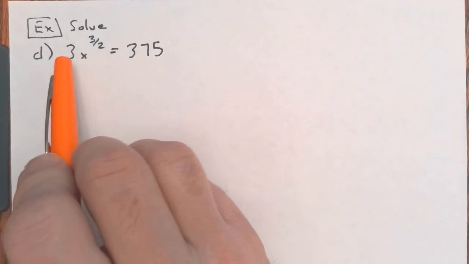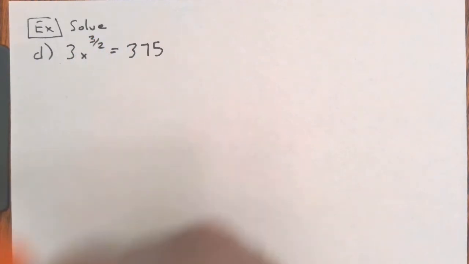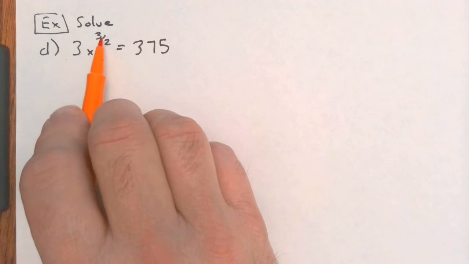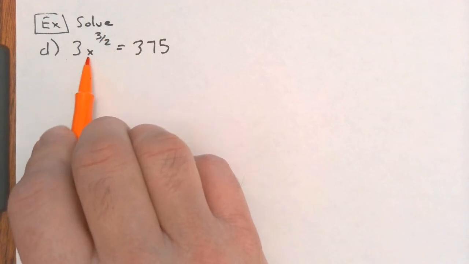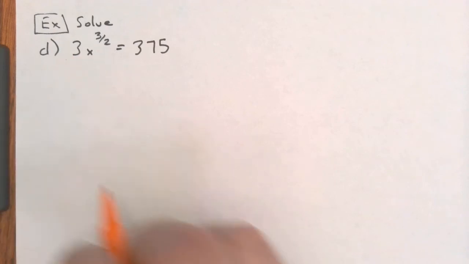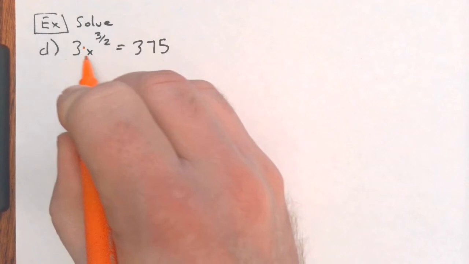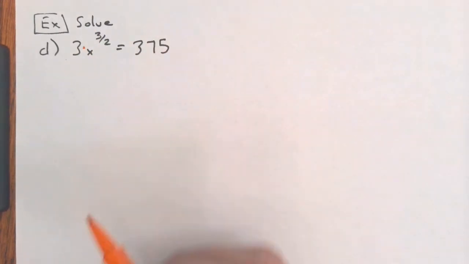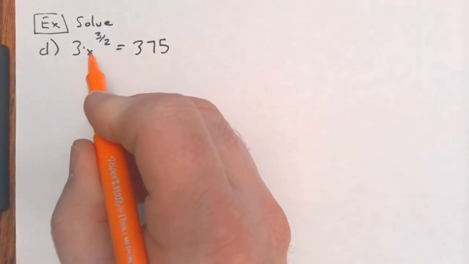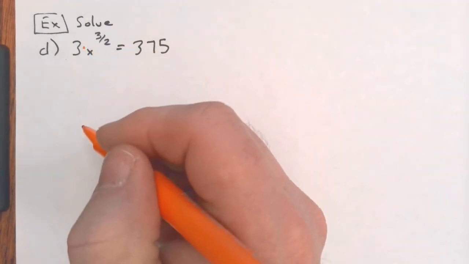So we have a 3x to the 3/2 power. The exponent is 3/2. Directly below and to the left is the base. That is the x. The 3 is not part of the base because it's not in parentheses. So we have 3 times x raised to the 3/2 power. And I need to get this base and exponent isolated. That's the same thing as our radical.